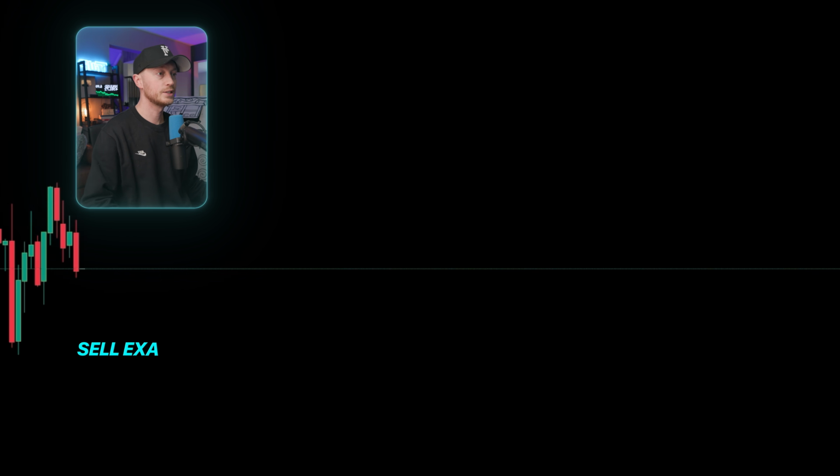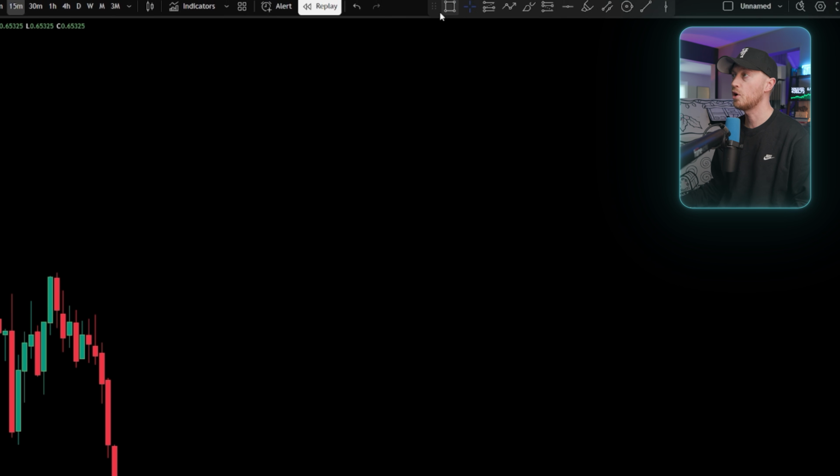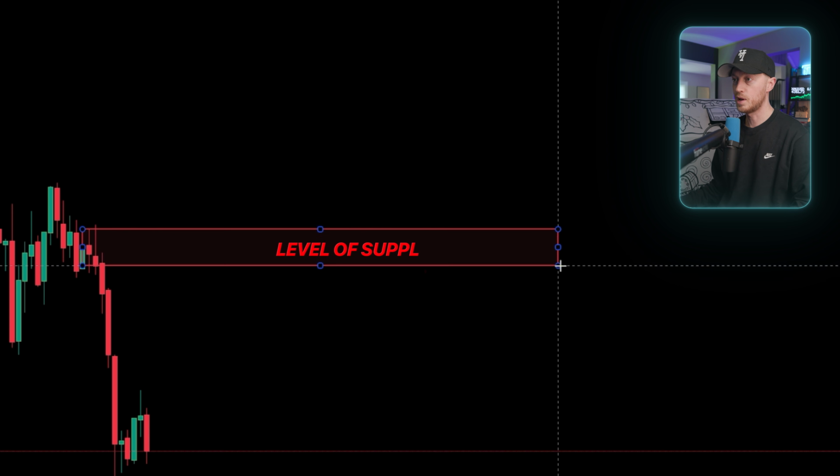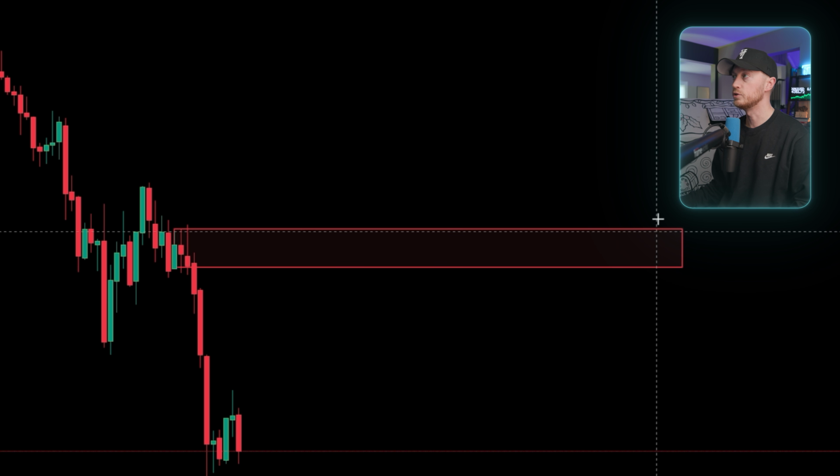Now let's do a sell example, right? Price starts dumping off, creates an obvious level of supply, right? The green candle before the huge push down.